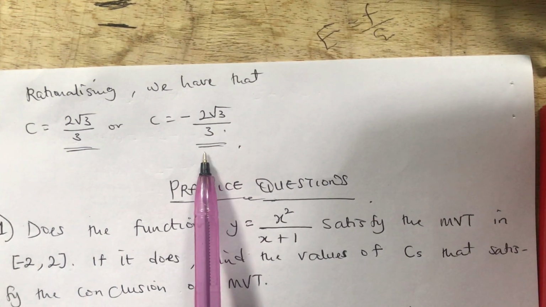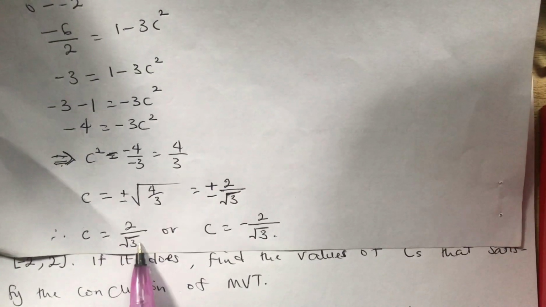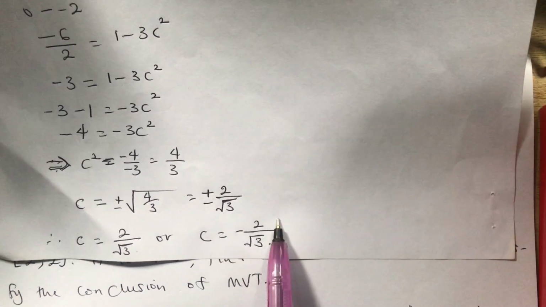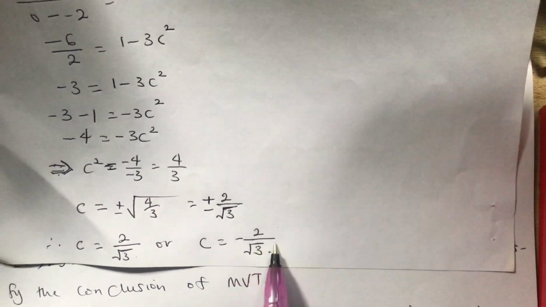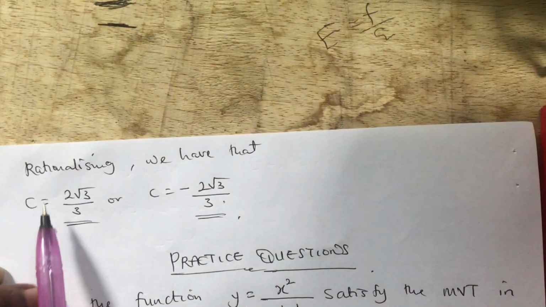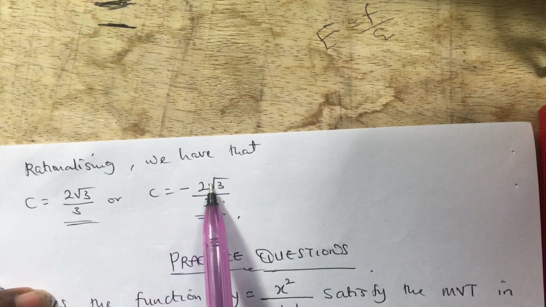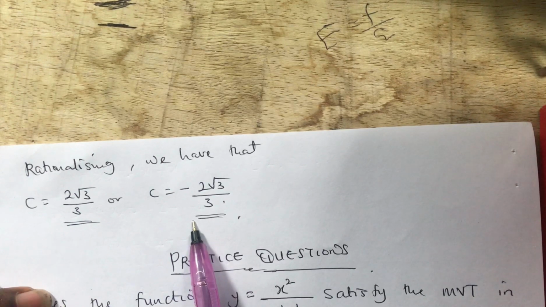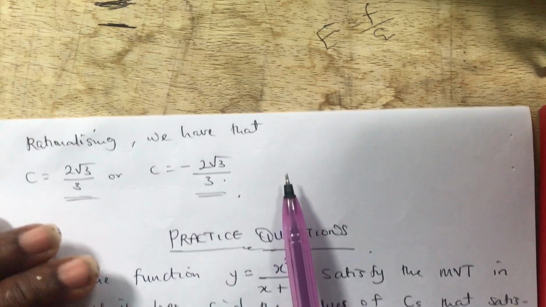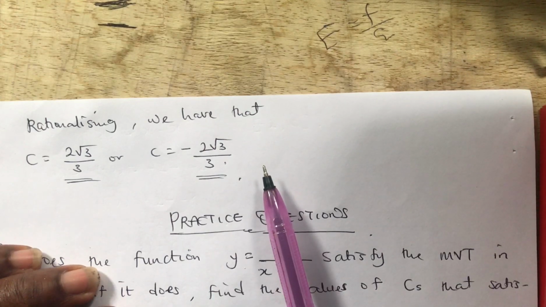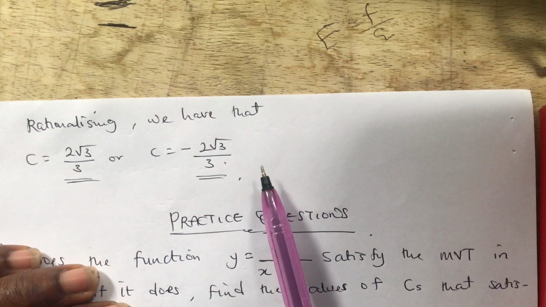We multiply the numerator and the denominator by root 3. And also for this, multiply the numerator and the denominator by root 3. By doing that, we will have that our c equals 2 root 3 over 3, or c equals minus 2 root 3 over 3. So that is how to find the value of c according to the conclusion of the mean value theorem.